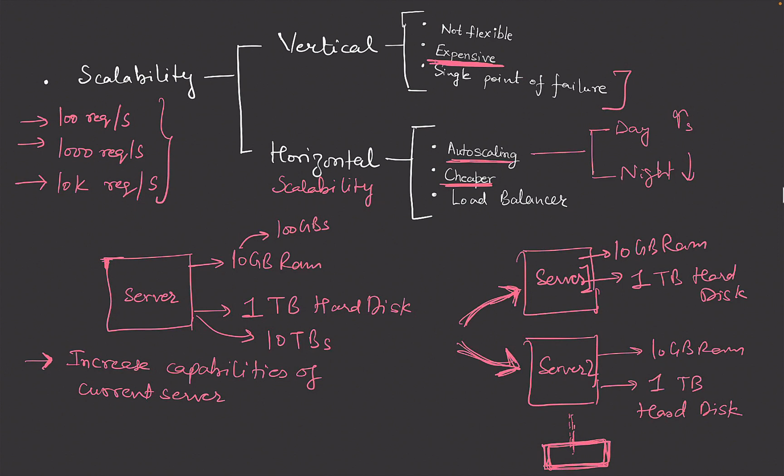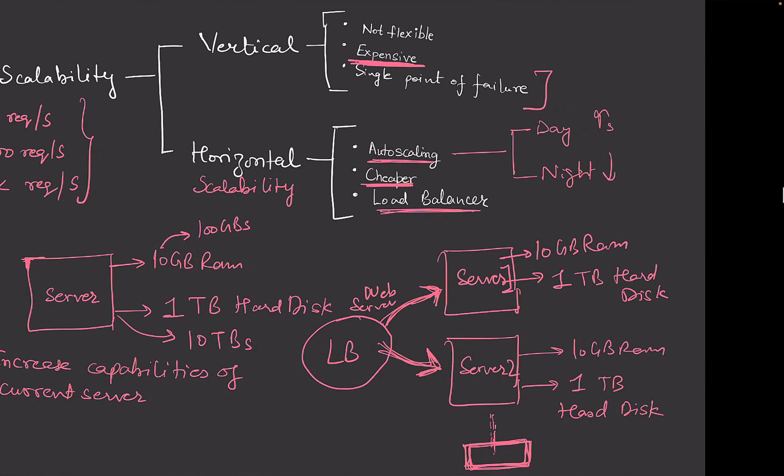And for horizontal scaling, you need some kind of a load balancer. A load balancer is a web server which basically decides which server to send the request to. So let's talk more about the load balancer now.